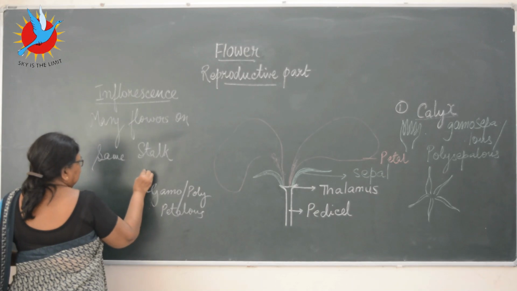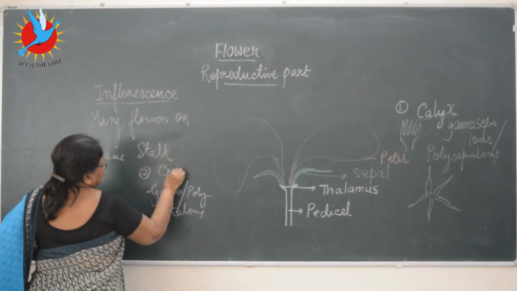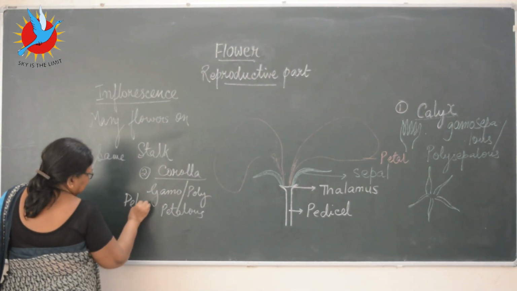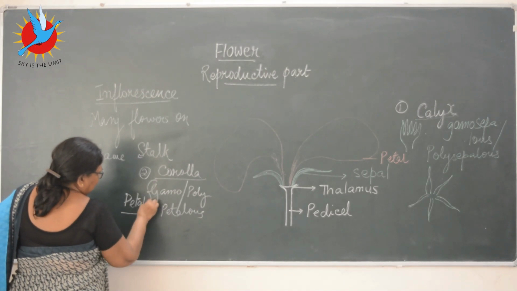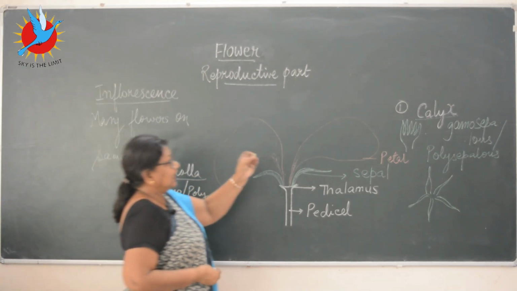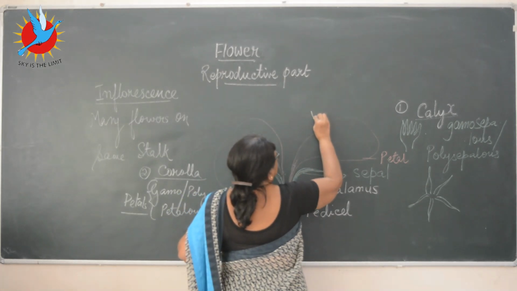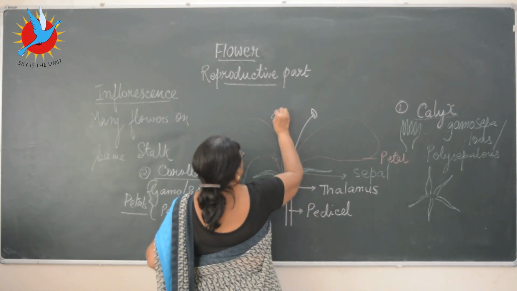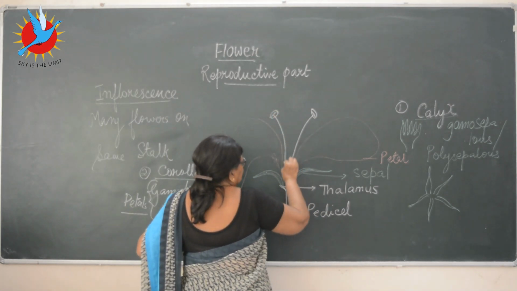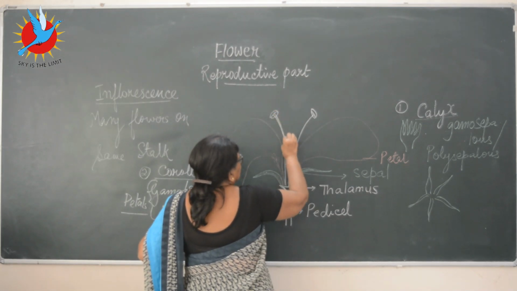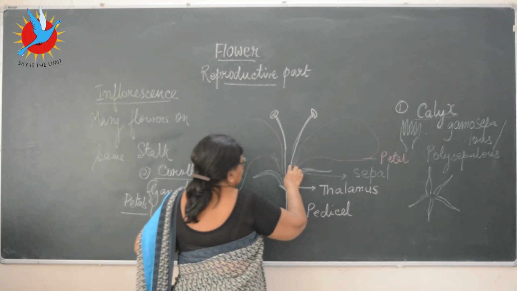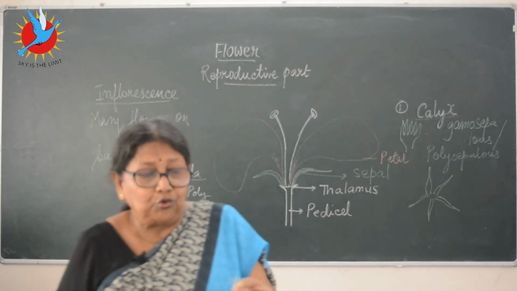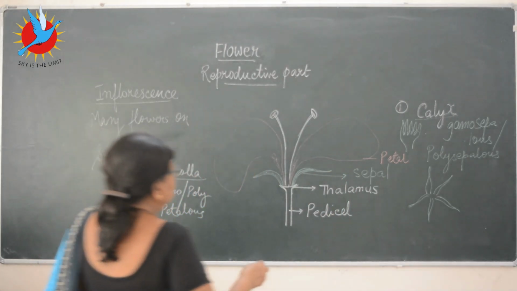Then this is the second one, corolla, made out of petals, whether gamo or poly. Now this third whorl, to make it very clear, I've only drawn 2. Now the third whorl is called androecium.